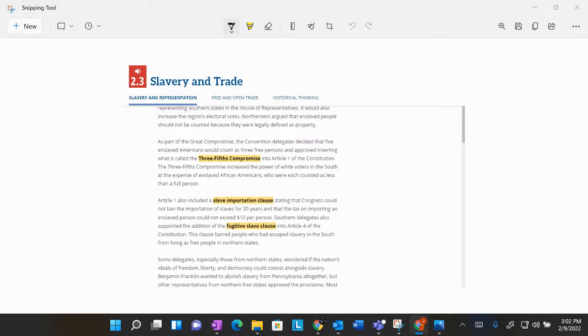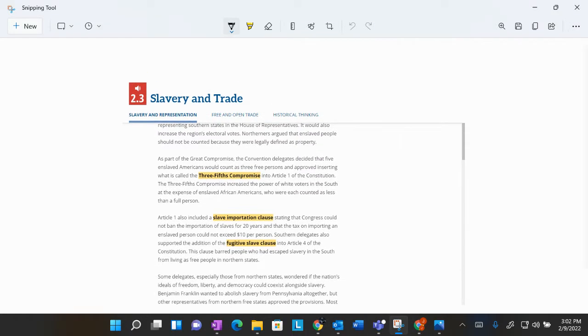When you put together your tree map, okay, because this is going to be a two-branch tree map. One side is going to have the compromises for slavery, and the other side is going to have the compromises on trade, okay? And you would just put this title in there, all right? So as you take these notes, make sure that you're going to put them into a tree map.